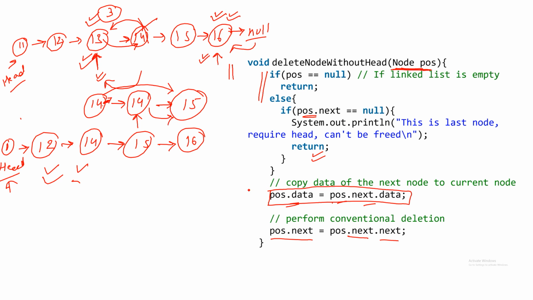So this is the way we can solve a problem where we have to delete the node, but we have not been given the head node of the linked list. I hope you understand this problem.